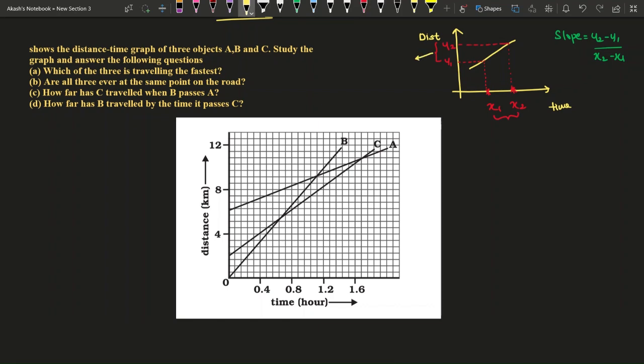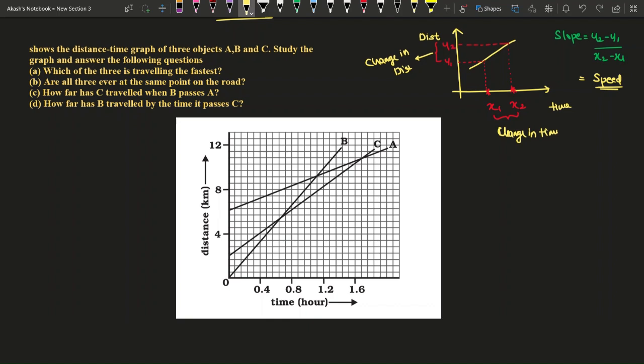y2 minus y1 is nothing but change in distance. And this is nothing but change in time, or time taken. So when you take a distance versus time curve, the slope is change in distance divided by change in time, that is, distance divided by time. Obviously, you are calculating the speed of that particular vehicle. That means if you are calculating the slope, you are calculating the speed of that vehicle.